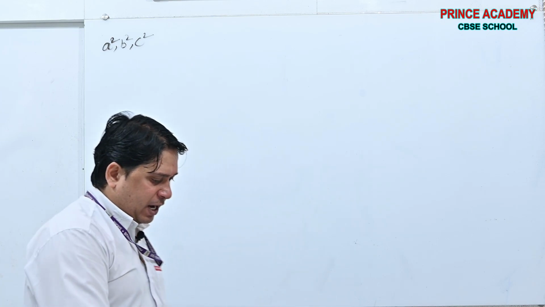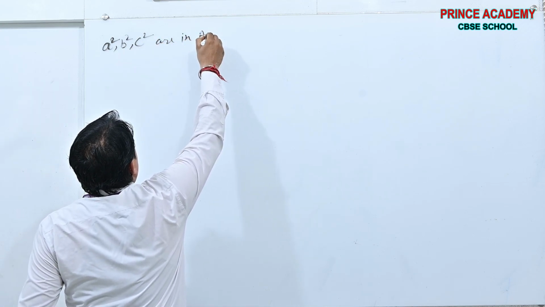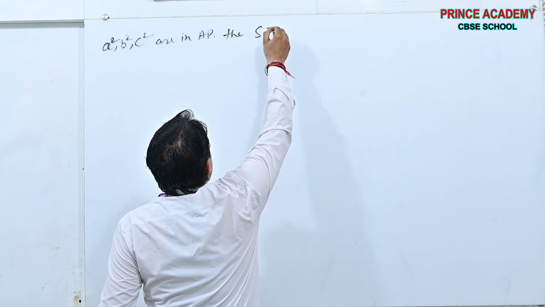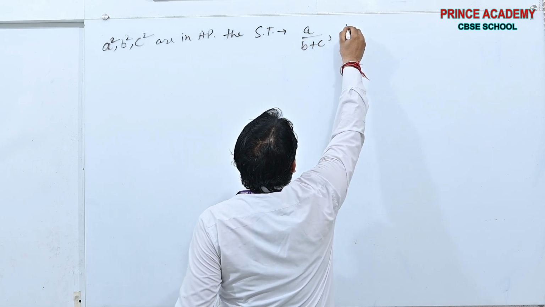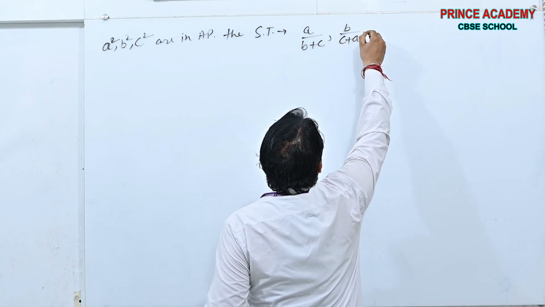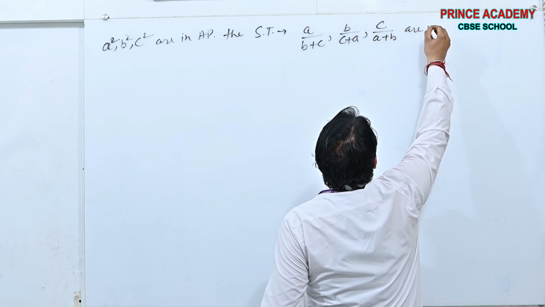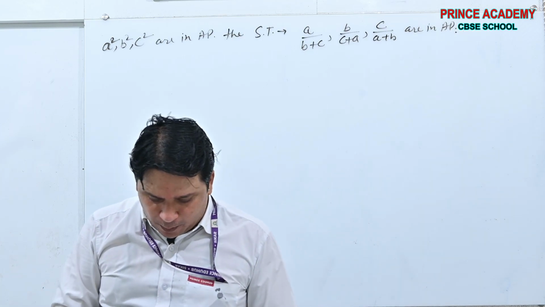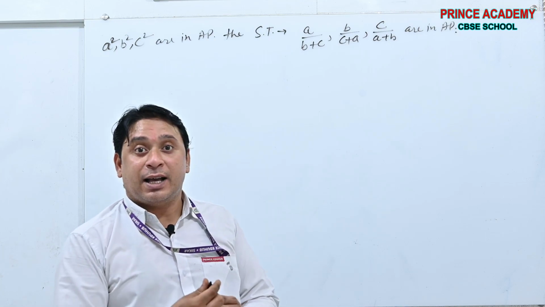See beta, what we have to prove? If a square, b square, c square are in AP, then show that a by b plus c, b by c plus a, c by a plus b are in AP. You have to show this. Okay beta, you got my point? What is the answer?